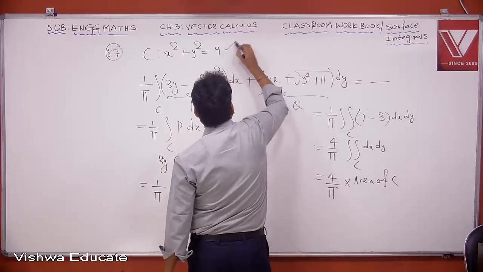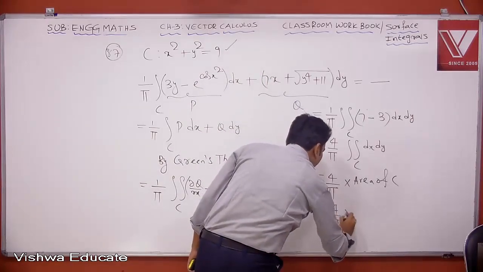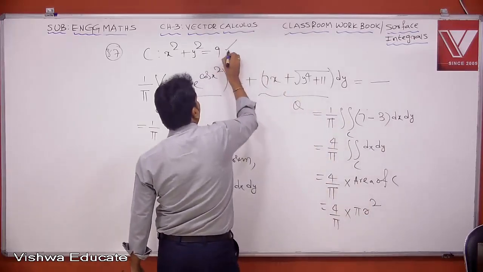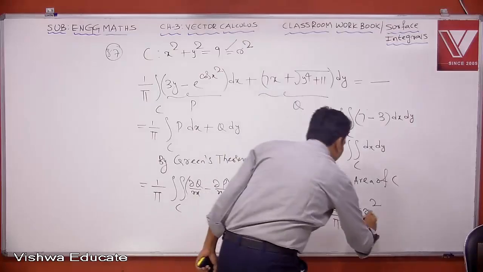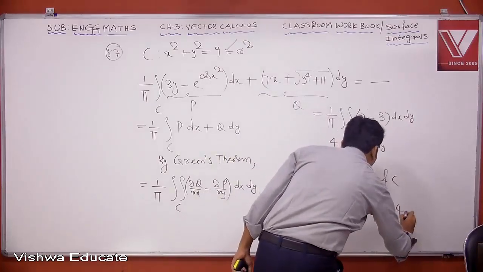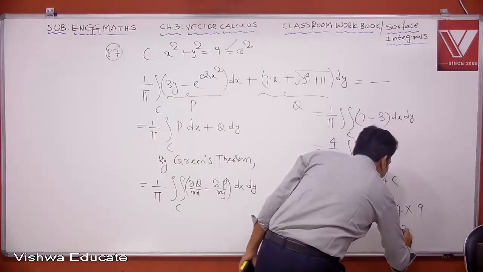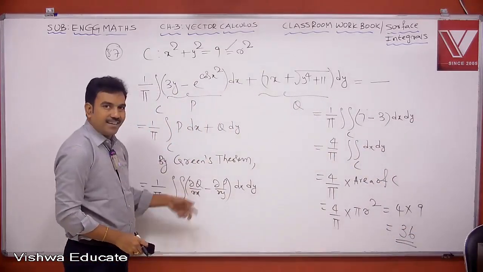What is the curve C? It is a circle. So this is 4 by pi into the area of a circle, which is pi r square. Here r square is 9, since this is the equation of a circle. Therefore this quantity is 4 into 9, which is 36. So simply it is based on Green's theorem.